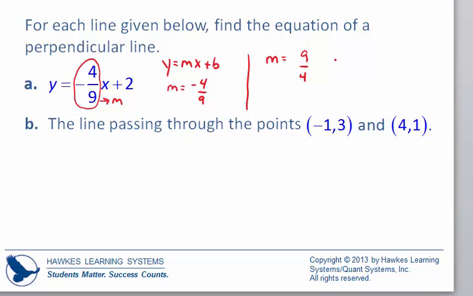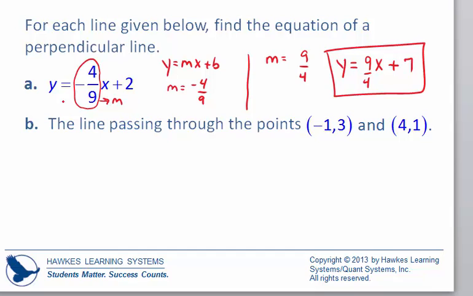We can go ahead and write our equation. We're going to put it in slope-intercept form just like the other one. So y is equal to, our slope is 9 over 4 x plus, and I need a y-intercept. Really, I can use anything in this case for my y-intercept because it just says give me a perpendicular line. So I'm going to choose 7. And so now I have an equation of a line that is perpendicular to the given equation.